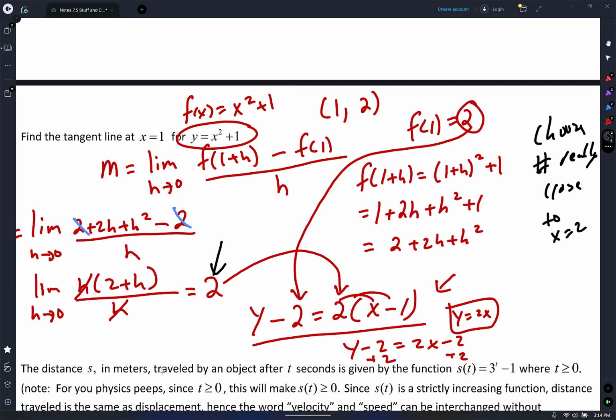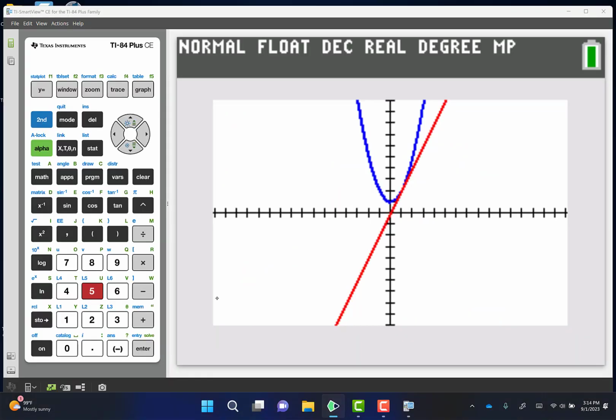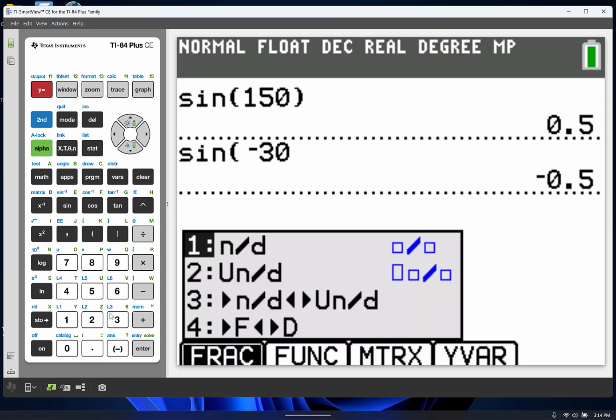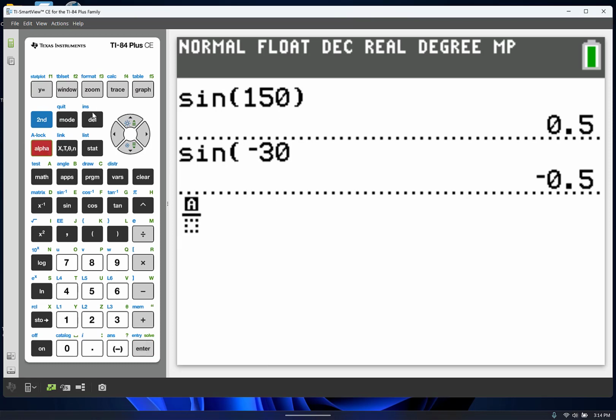So what do I mean? Watch, check it out. See how you have y equals x squared plus 1 right here? I could have gone alpha y equals, enter, and typed in alpha trace y1 of 1 plus x, close it, minus alpha trace y1 at 1, all divided by x. So the x is like my h, right? And I'm just going to make x approach 0.